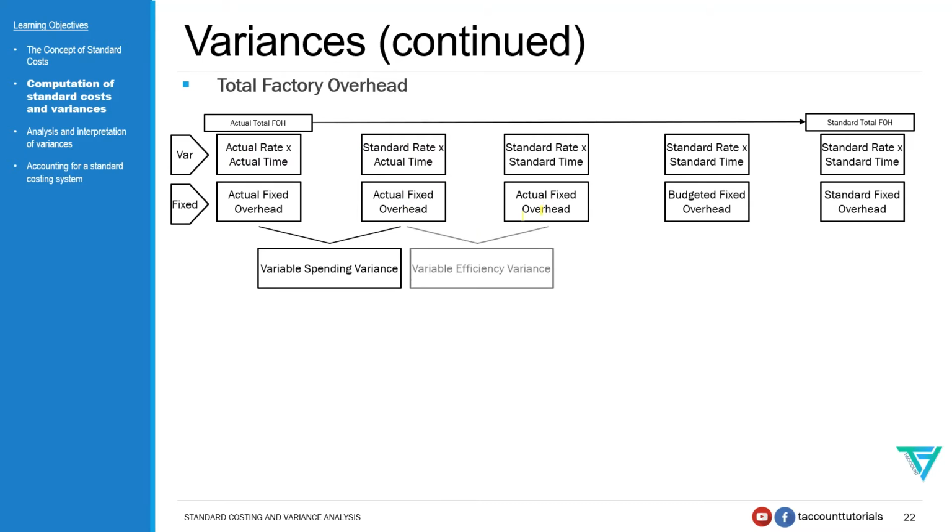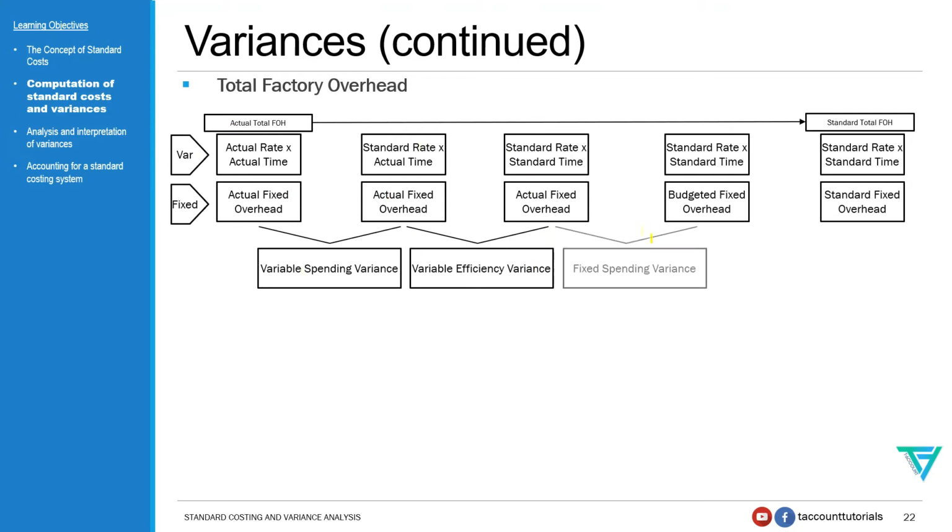So similarly, if we try to get the difference between the second and the third amounts, we would arrive at the variable efficiency variance, right? So notice here, the fixed overhead stays the same, the standard rate stays the same. What actually changes is the standard time versus the actual time. So that would pertain to the difference between the time used in production so far as variable overhead is concerned, right?